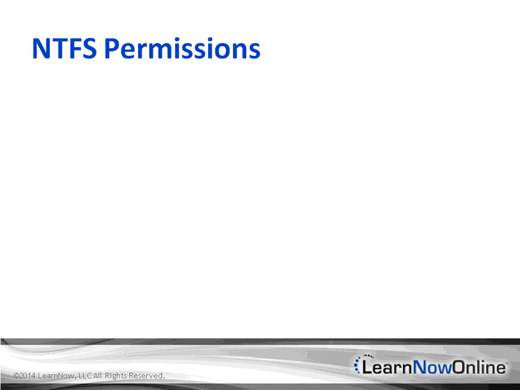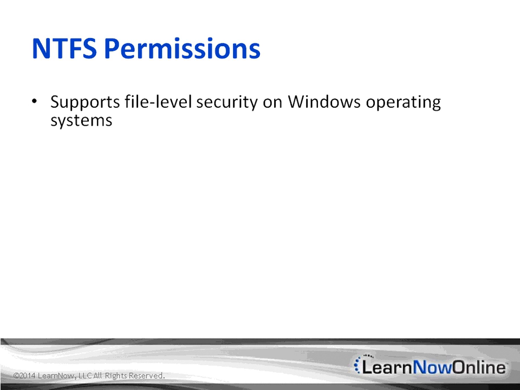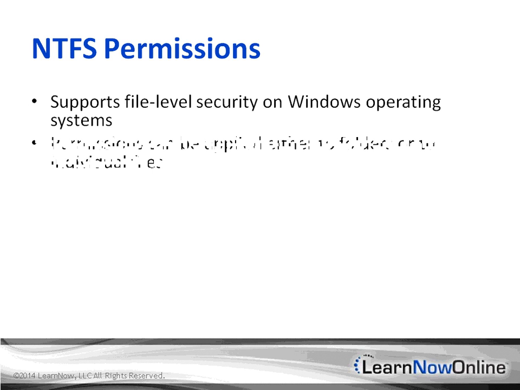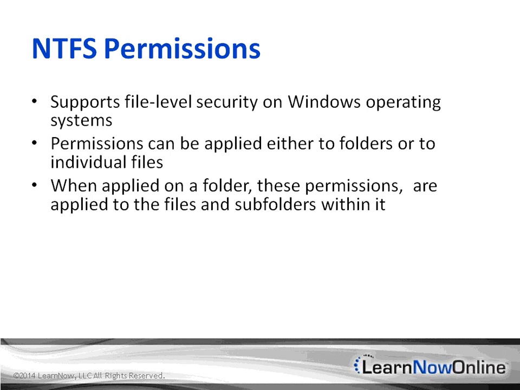NTFS permissions can be granted through the GUI. Every file and folder will have an access control list. When you go to the properties of that file or folder, you will see a security tab. And that security tab is where we would assign these permissions. So as we see there, the permissions can be applied to either folders or to the individual files. If we really got down to it, the file permissions would override the folder permissions, but that's simply because every object has an access control list.